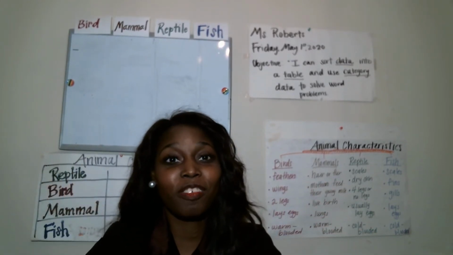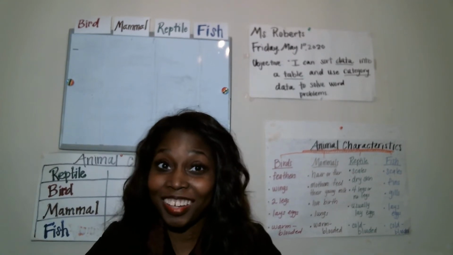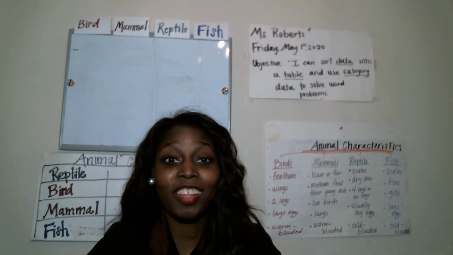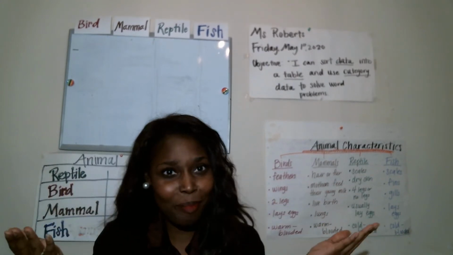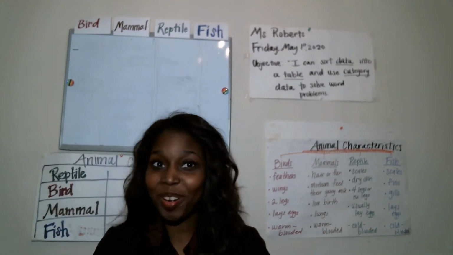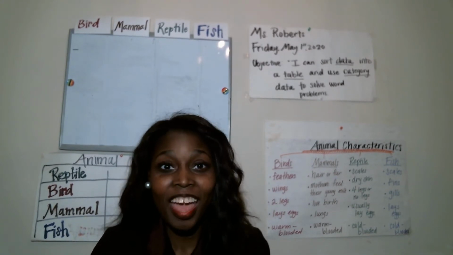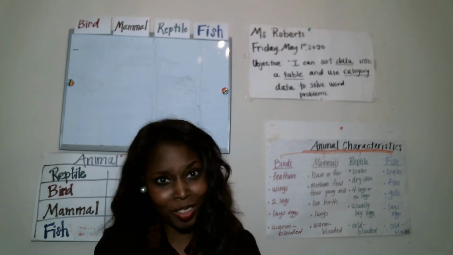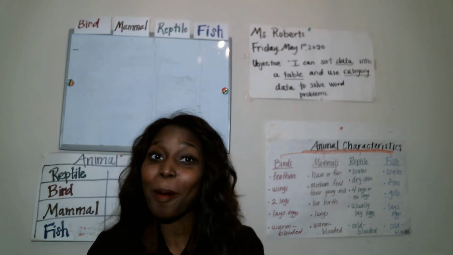I'm going to tell you four different things, and you're going to tell me what you think it is. Ready? Okay. I have two legs, wings, feathers, and I can fly. What am I? That's right, I'm a bird. Let's do another one. I have four legs, a tail, a shell, and I lay eggs. What do you think I am? That's right, I'm a turtle.